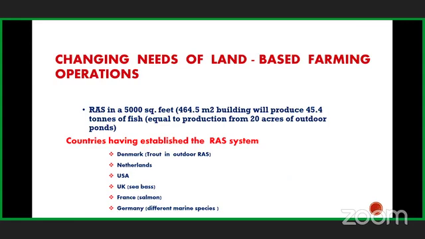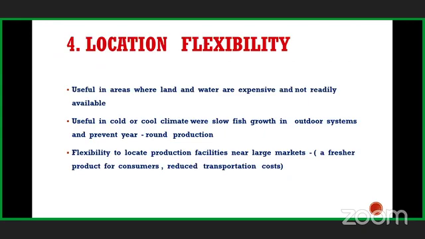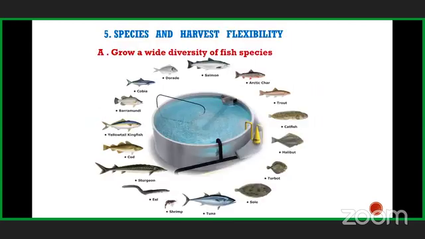Coming to where RAS is operational globally, there are countries like Denmark, specifically for trout, then the Netherlands, US and UK for sea bass, France for salmon, and Germany, where RAS is getting popular day by day. The advantage of RAS is that you can put this system wherever you want, with a lot of flexibility, and you can site your system where you get a large market. Globally there is a diversity of various species which can be cultured in RAS.